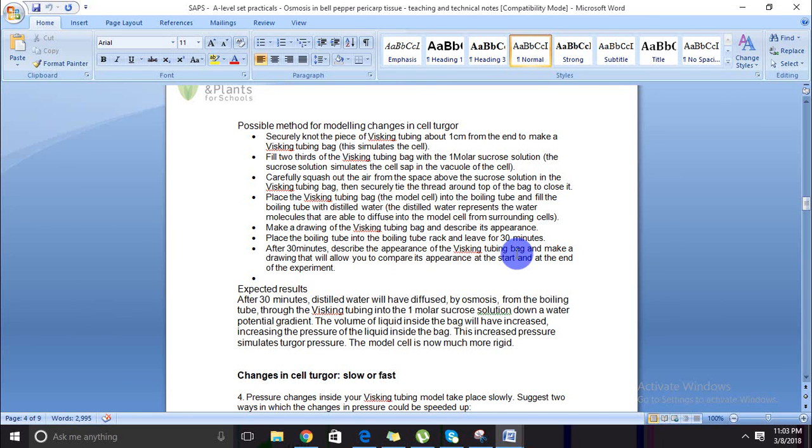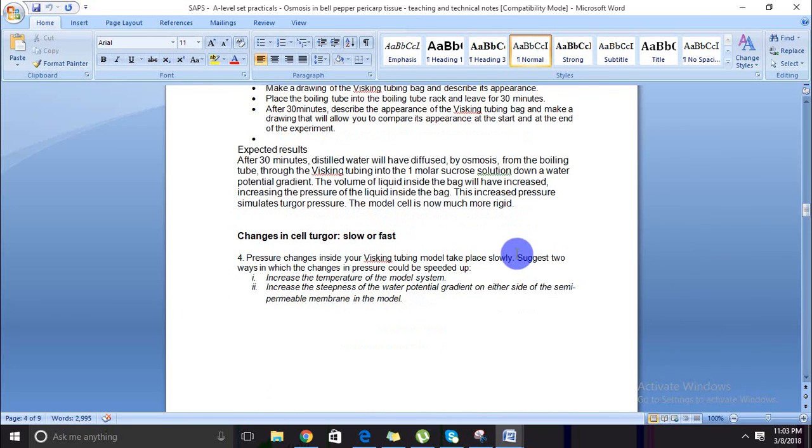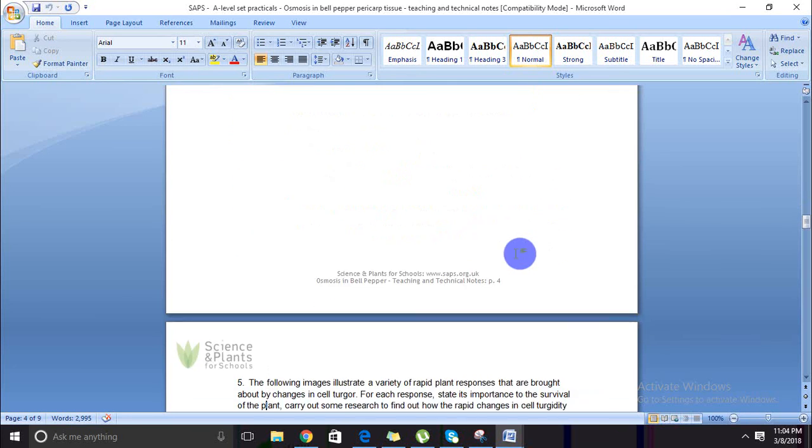The volume of liquid inside the bag would have increased, and so the pressure would have increased, and this increased pressure is simulating turgor pressure, and the model cell is now much more rigid. Changes in cell turgor: slow or fast? So pressure changes inside your Visking tubing take place slowly. And how could you speed it up? You could increase the temperature of the model system, or increase the steepness of the water potential gradient on either side of the semi-permeable membrane.